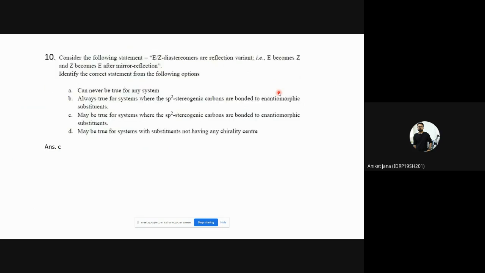And question 10: consider the following statement: E or Z diastereomers are reflection variant, that is E becomes Z and Z becomes E after mirror reflection. Identify the correct statement from the following. The right option is option C, may be true for systems where the sp2 stereogenic carbons are bonded to enantiotopic substituents. Okay, so here we end the assignment section.